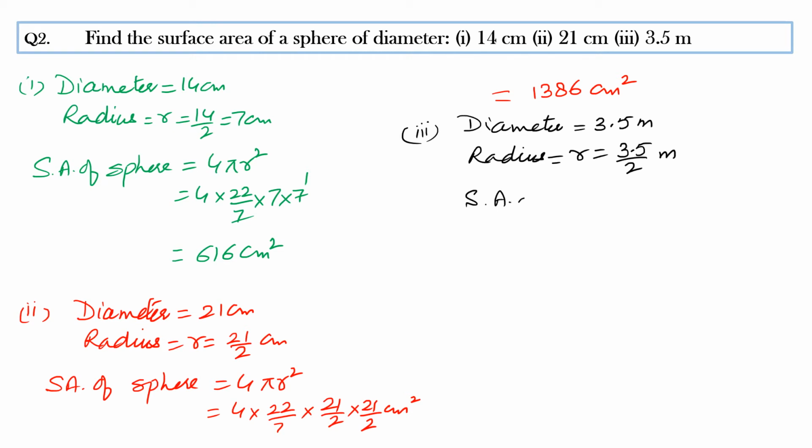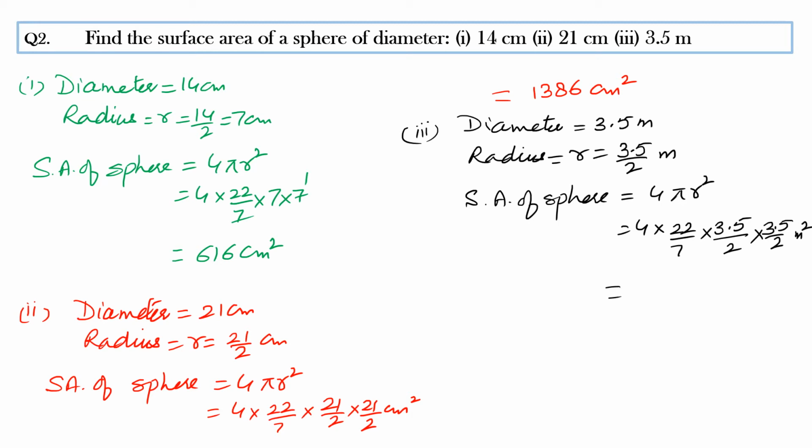So surface area of sphere will be, let's write formula first, 4 pi, and pi is 22 by 7. So r square, that is 3.5 by 2 into 3.5 by 2 meter square, and on multiplying these three we get answer as 38.5 meter square. Now let's do next question.